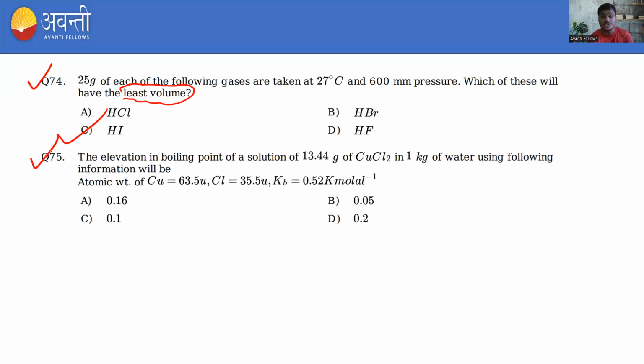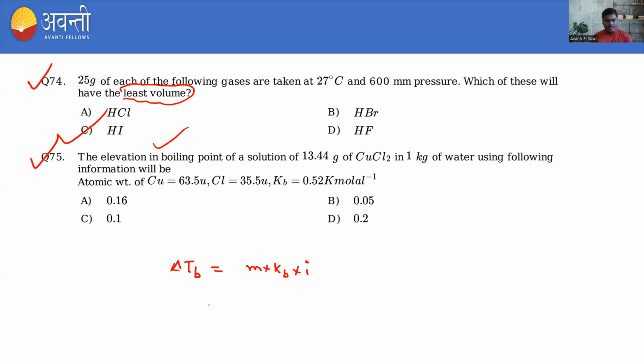Good. Now move to question number 75. This question is on the elevation in boiling point, a colligative property from the solutions chapter. The solution has 13.4 gram of copper chloride in 1 kilogram of water. You have to calculate the elevation in boiling point, delta Tb. Delta Tb is molality into Kb into i. So this is what we need.